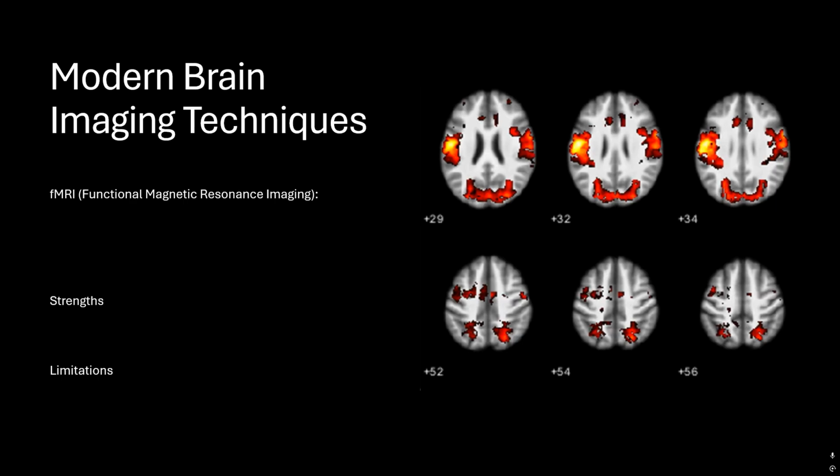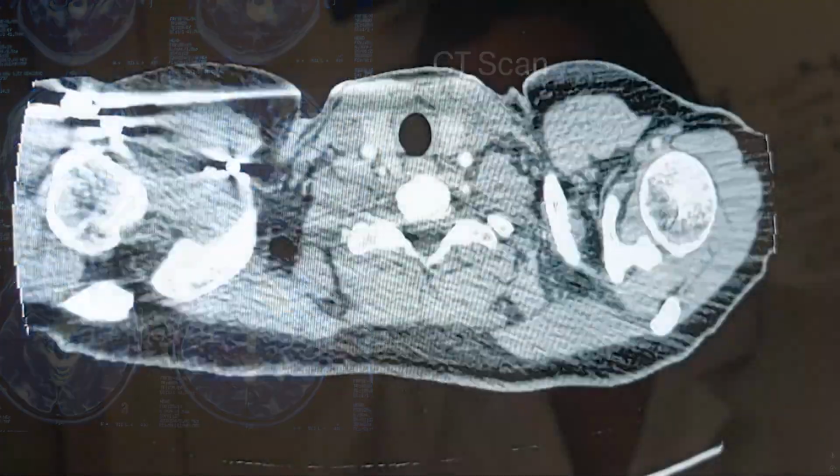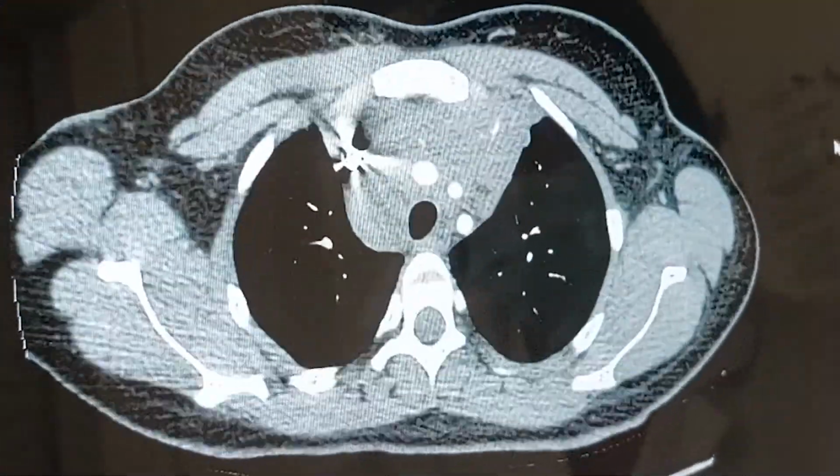Also, it can be quite uncomfortable for some participants to get an MRI scan because it can be quite claustrophobic, quite closed off. So with a CT or CAT scan, the brain is examined by taking a large number of X-rays of it. Each image is a slice through or cross-section of the brain.